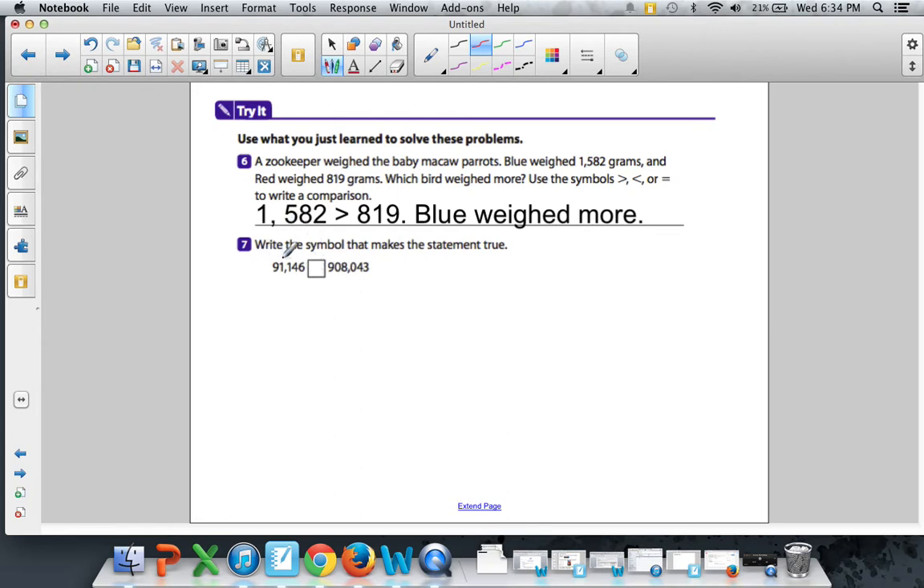All right, for number 7, write the symbol that makes the statement true. One has more digits than the other. 1, 2, 3, 4, 5 digits. 1, 2, 3, 4, 5, 6 digits. So if one has more digits, it's automatically the winner. Booyah, you're bigger. And you make the alligator mouth, you know, eating the bigger meal. Yummy. All right, move on.